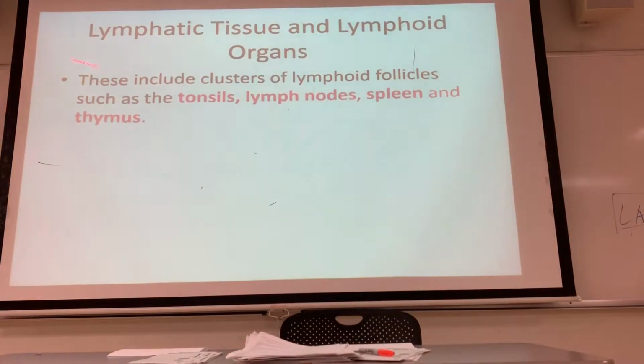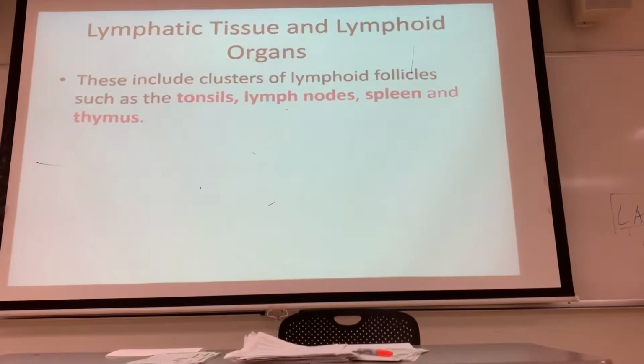And it says here the lymphoid organs or follicles are composed of tonsils. You're familiar with tonsils, right? So that's a lymphoid organ. Lymph nodes all over your body, more than 400 of them. The spleen, the biggest one, and then the thymus, where the maturation of the T cells occurs, right?